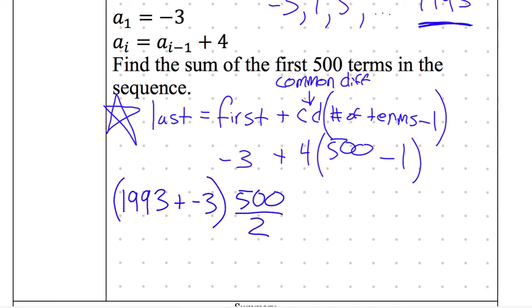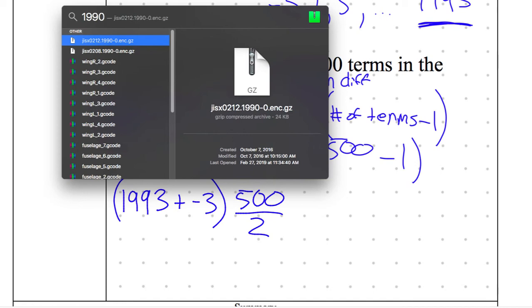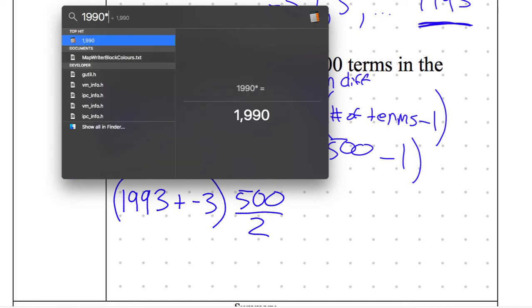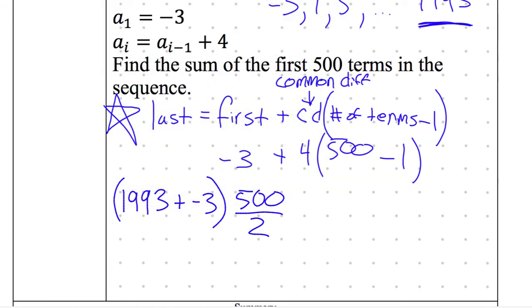There it is. Let's go ahead and do this on our calculator. So we're going to do 1990, because that's 1,993 minus 3. And then we're going to multiply that by 250. And we get 497,500. Final answer, box it.